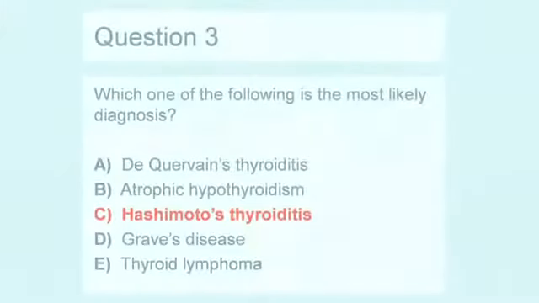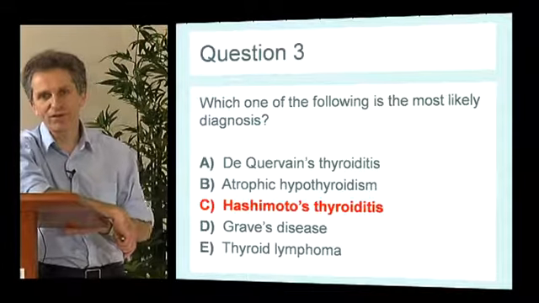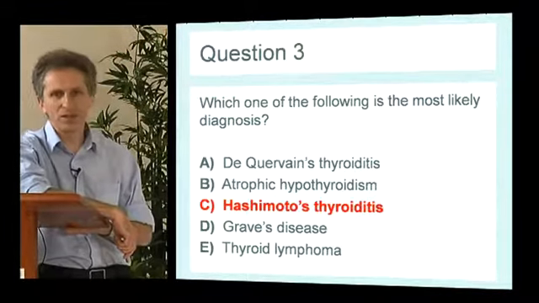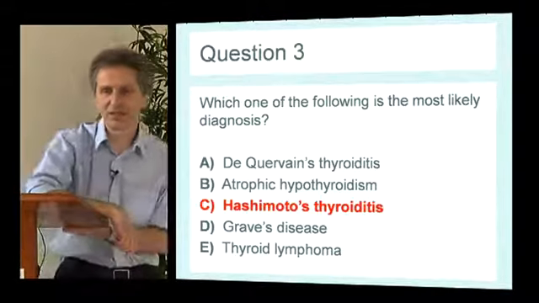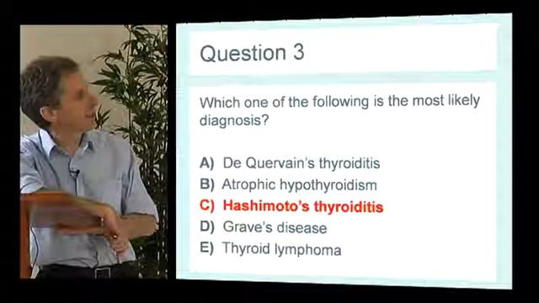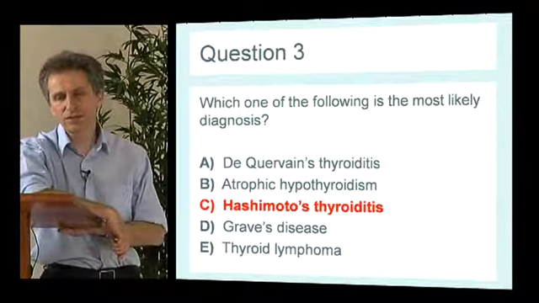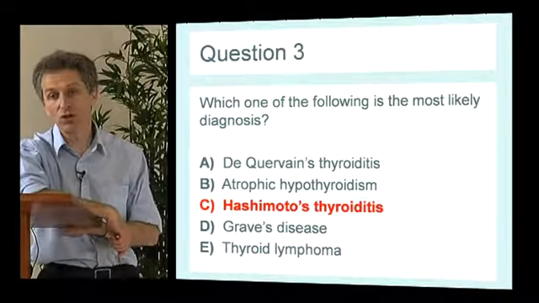So the best answer here is Hashimoto's thyroiditis. Well, let's start with B, atrophic thyroiditis or atrophic hypothyroidism. Well, that means that the gland would be atrophic, and this isn't atrophic. There's an enlargement in the neck, so that seems unlikely. Graves' disease is typically associated with hyperthyroidism, so that seems unlikely. De Quervain's thyroiditis is usually associated, initially at least, with hyperthyroidism and often with pain or discomfort in the neck, which is not what's being described here. It also has giant cells on fine needle aspiration and not lymphocytes.